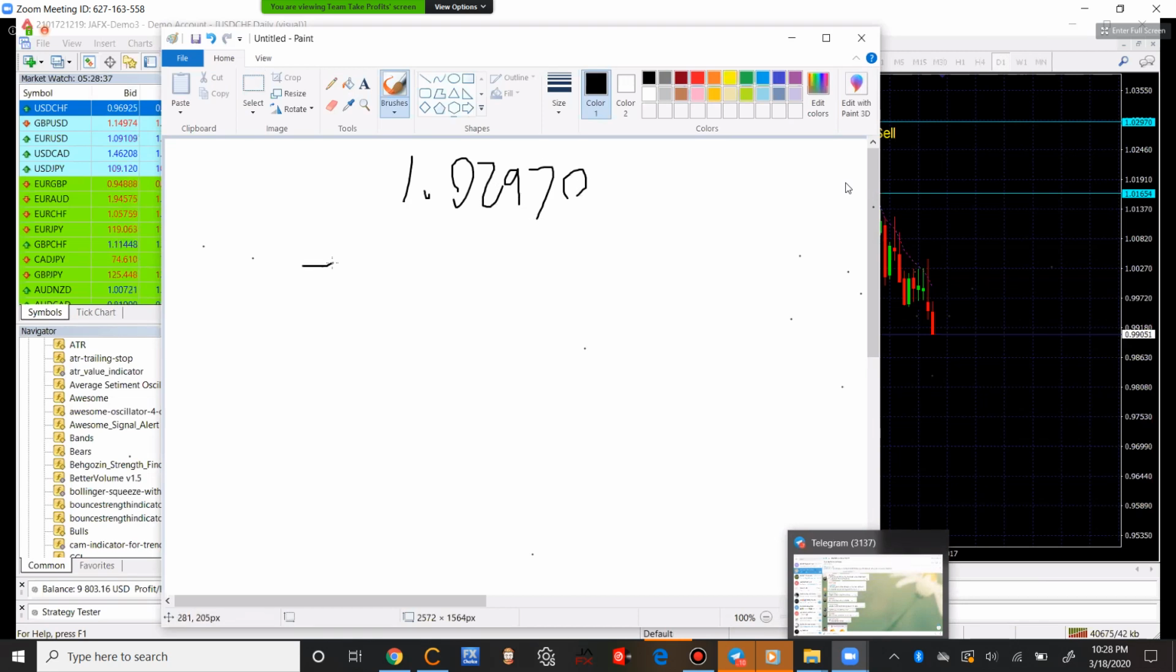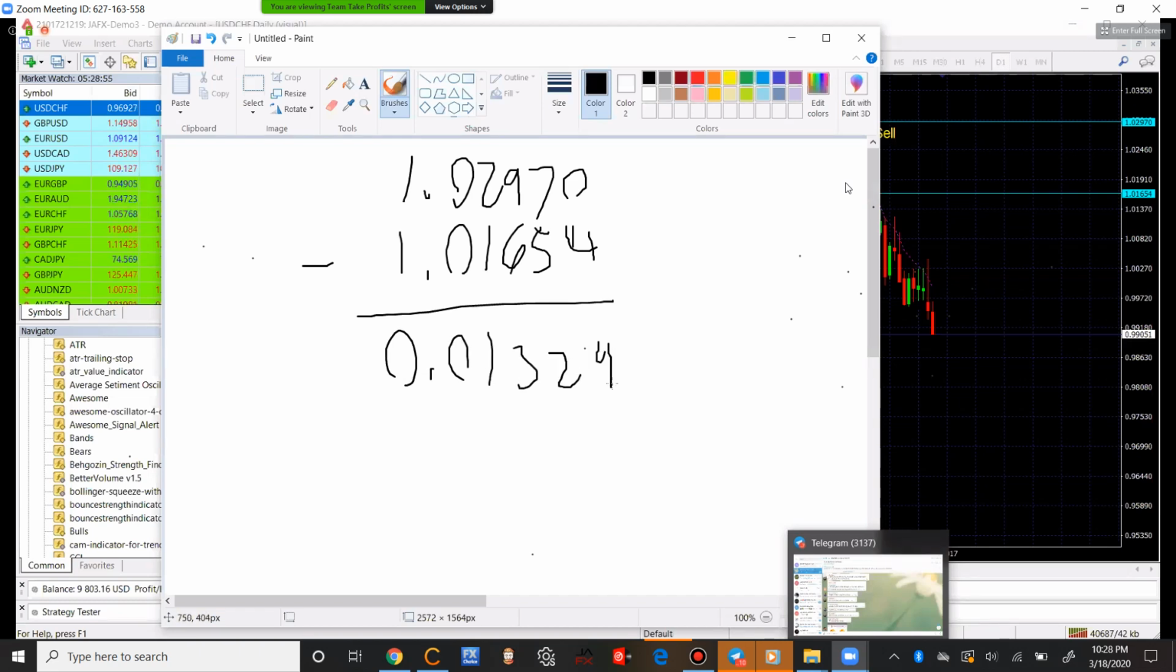0.02970. I'm trying to find the pips between this point and this point. It's 1.01654, and this is going to give you, let's see, 324. Actually, no, that number's incorrect. My bad. Got my math wrong here.